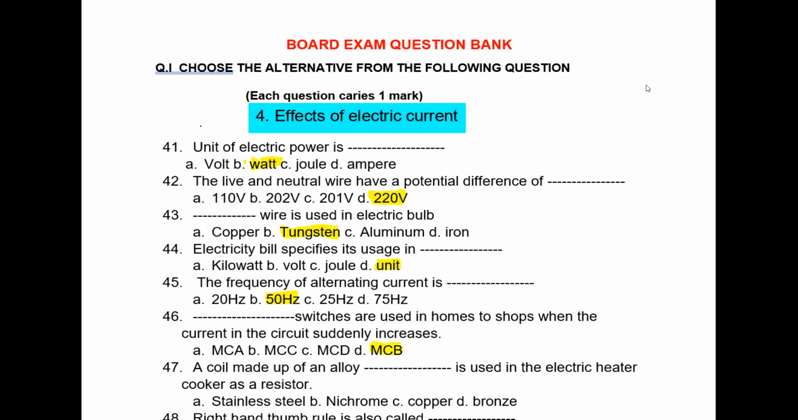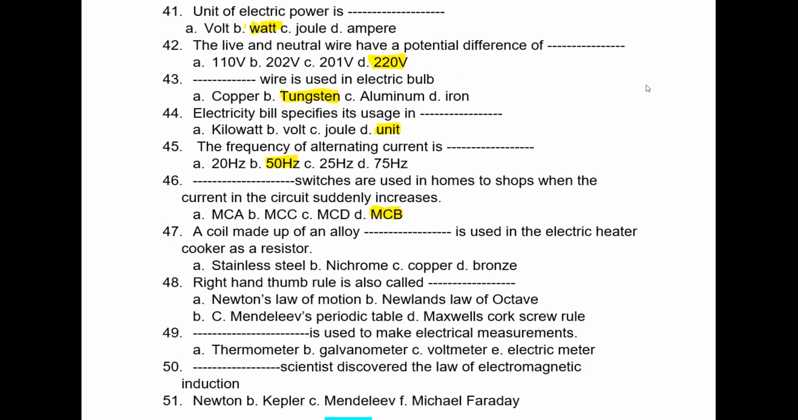Next is a coil made up of an alloy dash is used in electric heater cooker as resistor. Stainless steel, nichrome, copper, bronze. Answer is nichrome. Right hand thumb rule is also called dash. Newton's law of motion, Newland's law of octave, Mendeleev's periodic table, Maxwell's corkscrew rule. So option D is the correct answer. Maxwell's corkscrew rule.